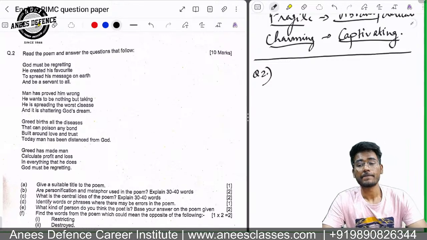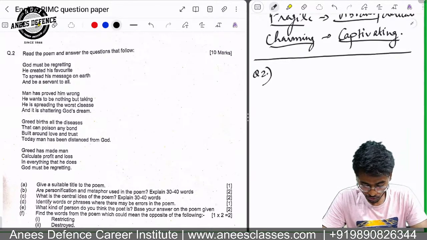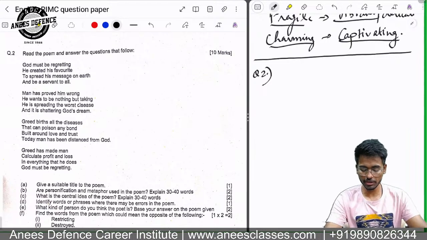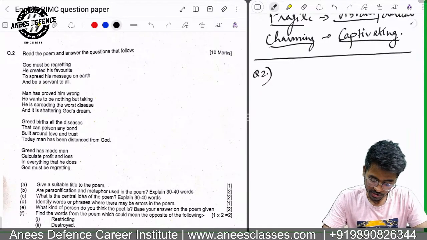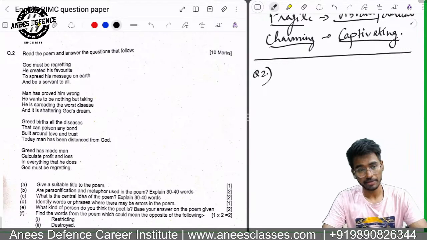First, we'll read the poem. Okay. God must be regretting he created his favorite to spread his message on earth and be a servant to all. Man has proved him wrong. He wants to be nothing but taking. He is spreading the worst disease, and it is shattering God's dream. Greed births all the diseases that can poison any bond. Built around love and trust, today man has been distanced from God. Greed has made man calculate profit and loss in everything that he does. God must be regretting.